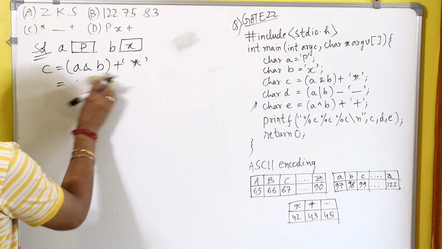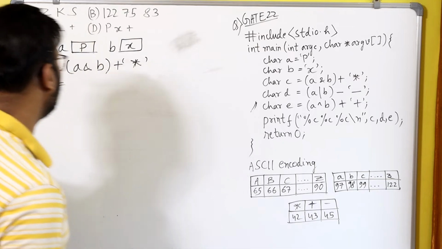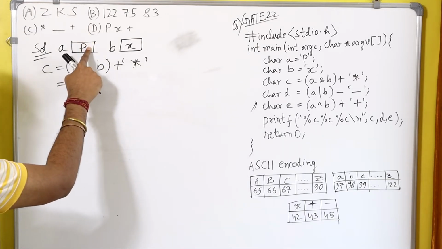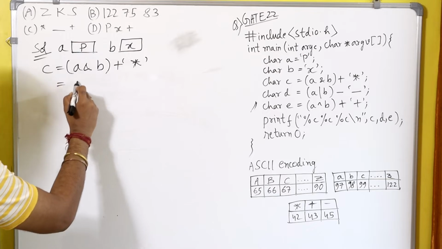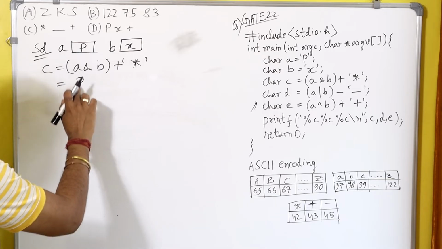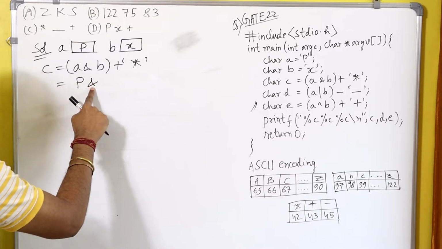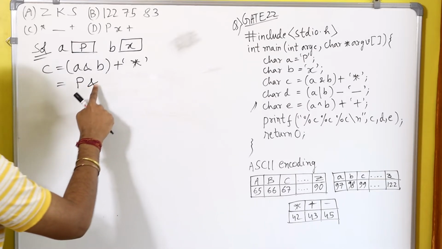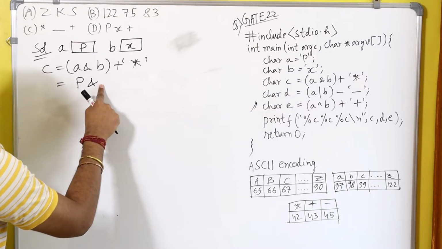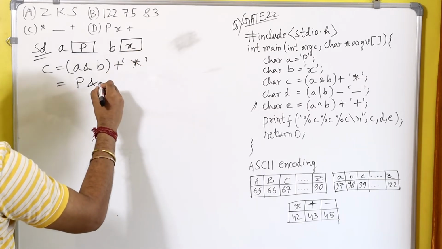So what does a variable do? A variable holds the value. So what is the value of small a? Capital P. So in place of small a, capital P is there. It means here capital P is a character, not small a. And here you see it is a logical AND operator. After that you see small b. Small b means you have to write the value which is held by small b. So it is small x.